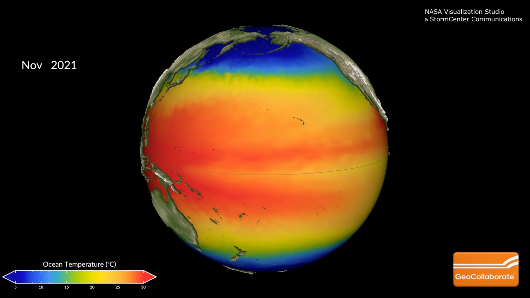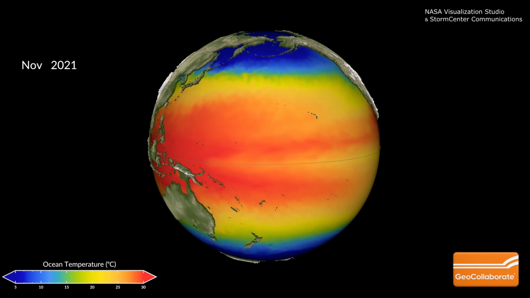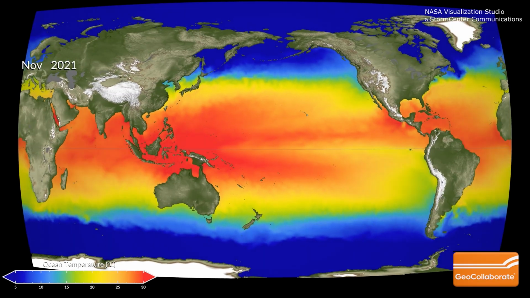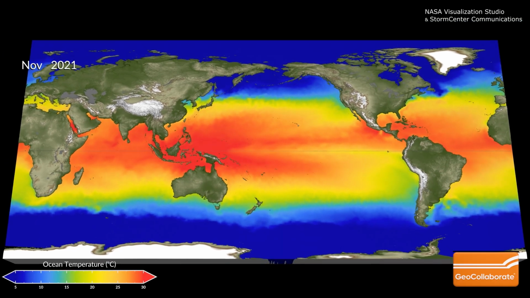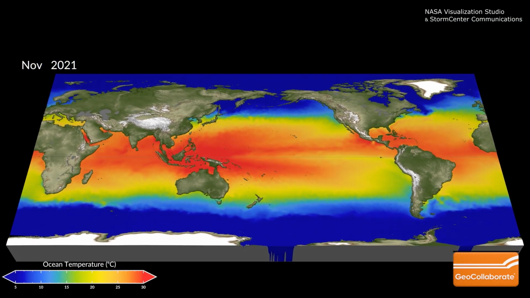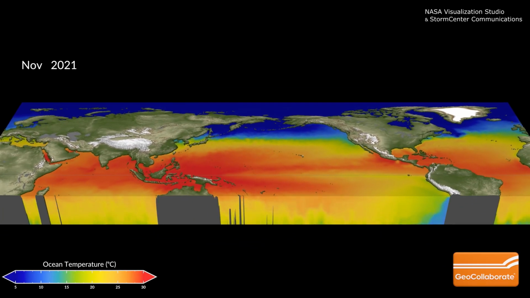The surface water in the western Pacific off the coast of Asia is often warmer than the eastern Pacific. In addition to solar radiation, winds, currents, and clouds can also change the temperature pattern. Let's isolate the Pacific Ocean and look at the changes below the surface.